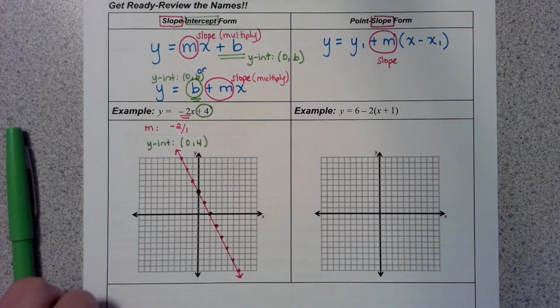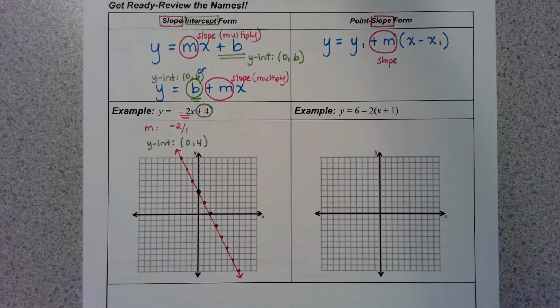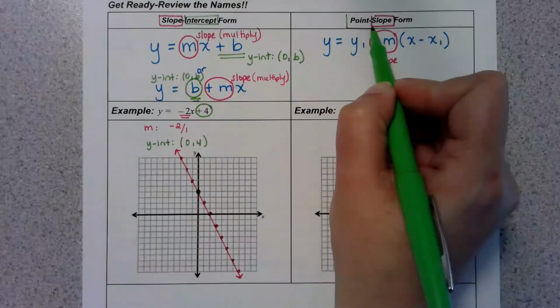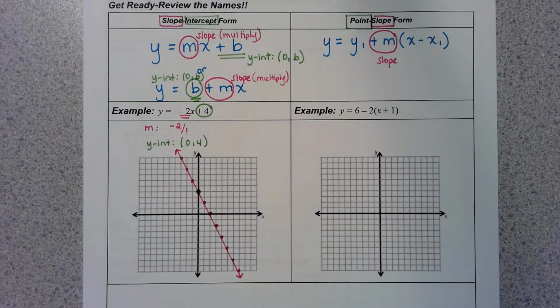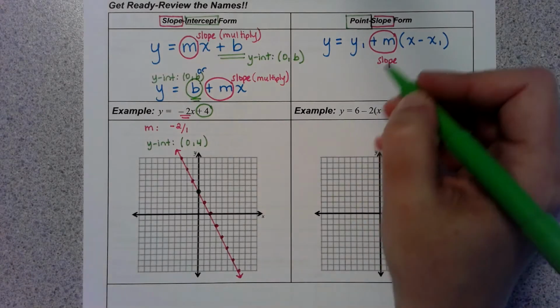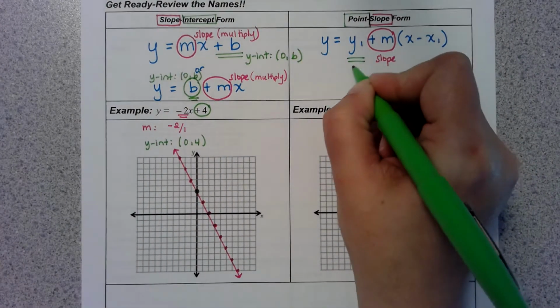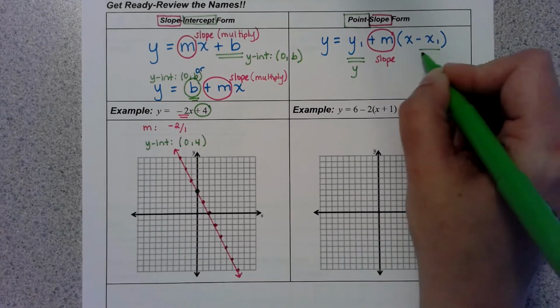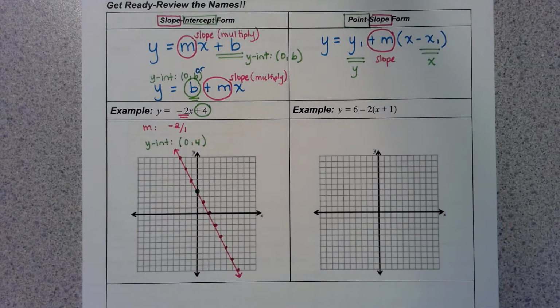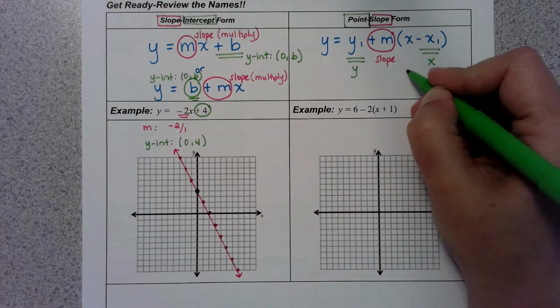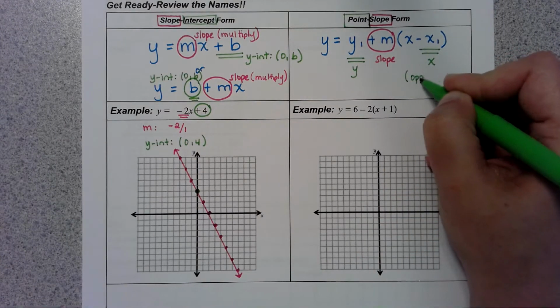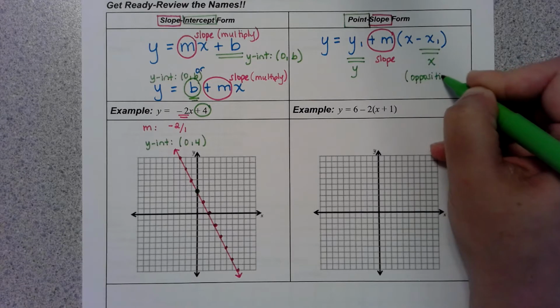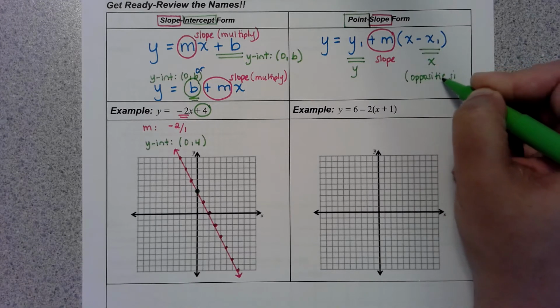But instead of being able to figure out the y-intercept, we can figure out a random starting point, which is why we call this point-slope form instead of slope-intercept form. This point is going to have a y value of whatever number is outside, and an x value of whatever's on the inside. But it's important to remember that the x is always the opposite sign. Opposite.